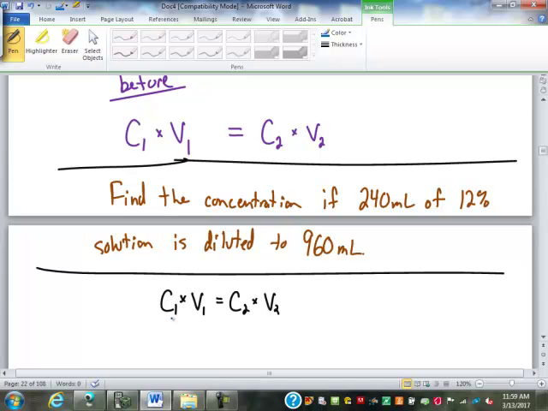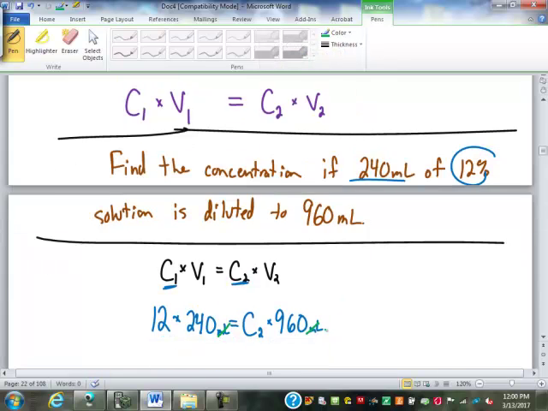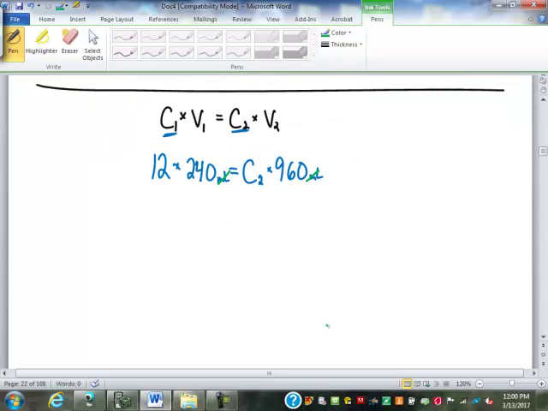So anyway, we started out with a concentration of 12%. Now I could either put it as 0.12 or I can leave it as 12. It doesn't matter, but whatever I do on one side of the equation, I have to do on the other side. So I'm just going to leave it as 12 rather than 0.12. My volume was 240 milliliters. Equals my new concentration, what I'm looking for, that's C2, times my new volume of 960 milliliters. Now I could put milliliters in here, but as long as I am sure that both of those are the same units, I don't need them. I can cross them out. So now it's just a matter of solving this equation.